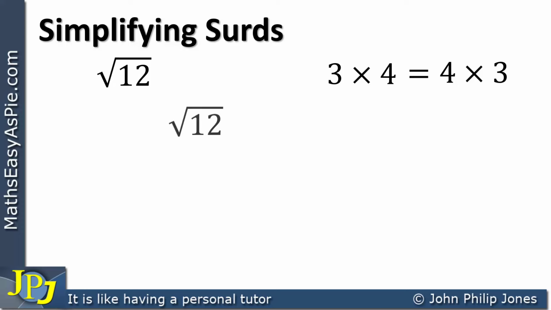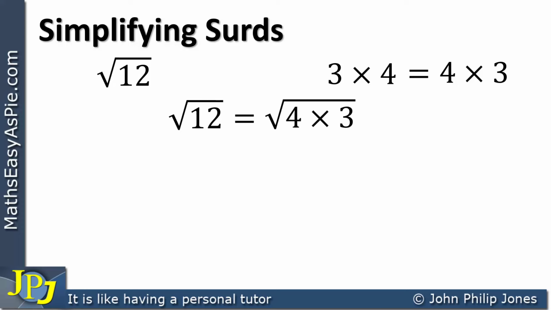What I can do now, I can say that the square root of 12 will equal, and you'll notice here I've put in the root, under the root, 4 times 3, which I've taken from here. Because 4 times 3 is the same as 12, because 4 times 3 gives us 12. I am now going to apply a general rule.